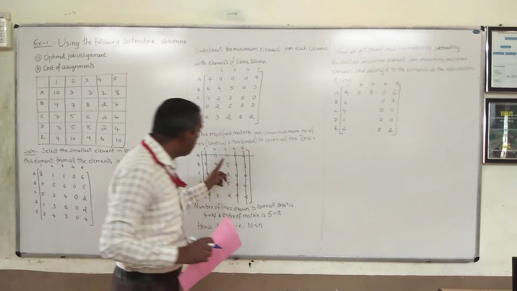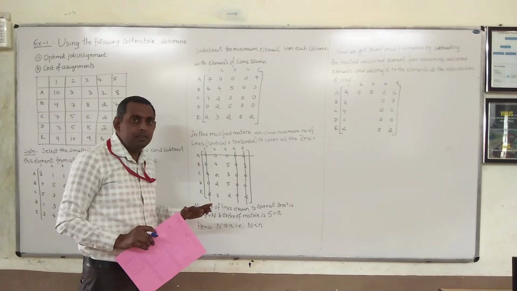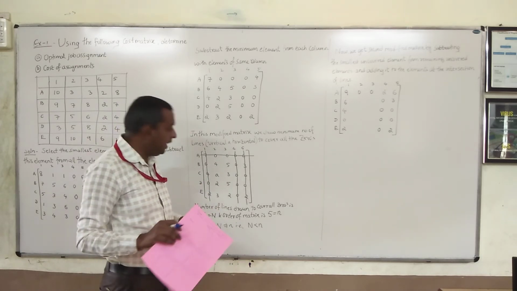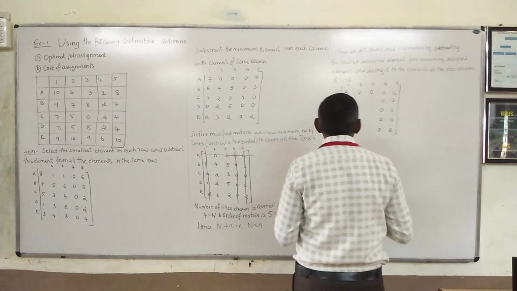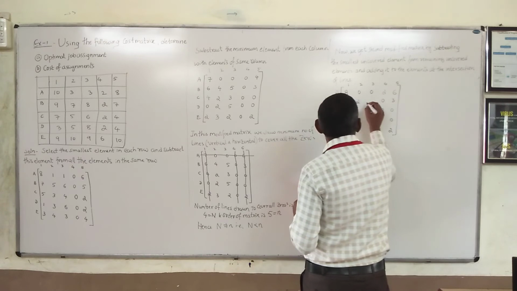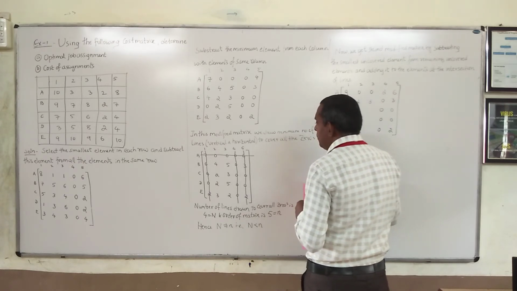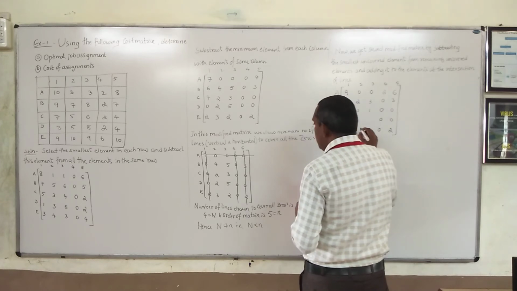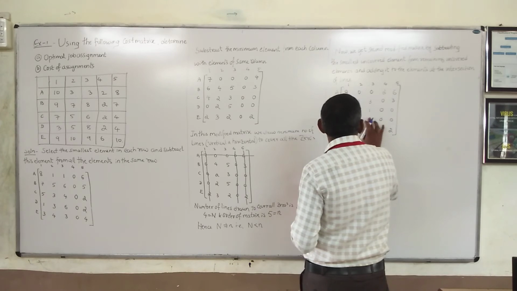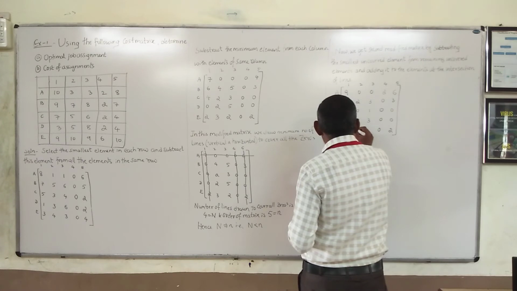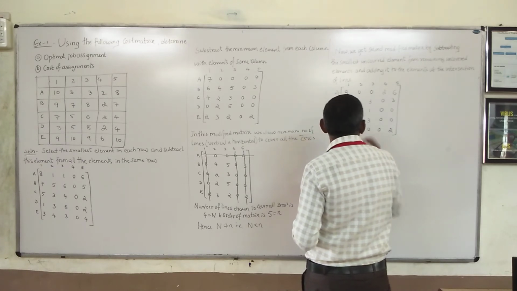So I have to subtract this minimum uncovered element from the other uncovered elements in that cost matrix. So 4 minus 2 is how much? So it is 2 here. 5 minus 2 is 3. 2 minus 2 is 0. 3 minus 2 is 1. 2 minus 2 is 0. 5 minus 2 is 3 here. Followed by 3 minus 2 is 1. So 2 minus 2 is 0.